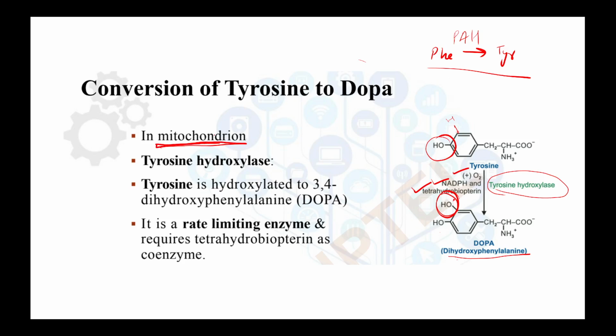Okay, so it's a part of the catecholamine synthesis pathway. From tyrosine, different catecholamines are synthesized like dopamine, epinephrine, norepinephrine. So this reaction, the conversion of tyrosine into DOPA, is a part of catecholamine synthesis. Tyrosine is hydroxylated to 3,4-dihydroxyphenylalanine. It is a rate limiting step and requires tetrahydrobiopterin as coenzyme.